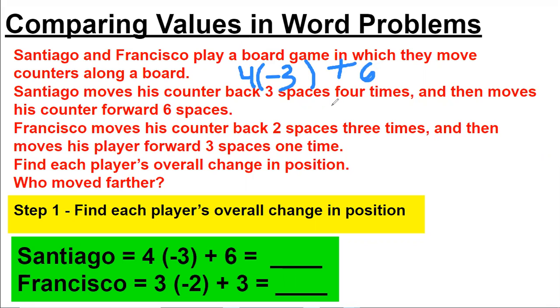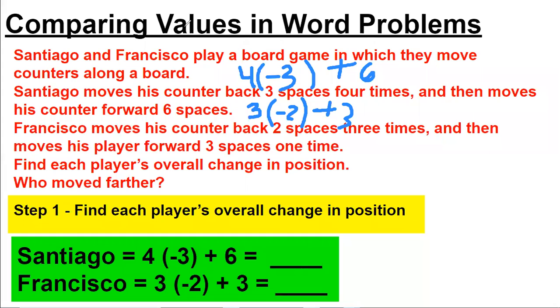Francisco, on the other hand, moved back 2 spaces. That's -2. How many times did he do it? He did it 3 times. And then he moved forward how many spaces? 3. So you will see that in the green box as well.